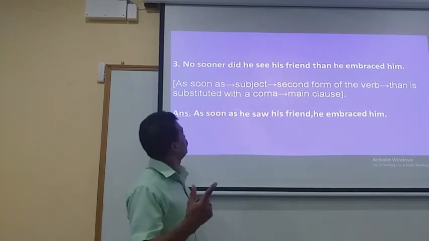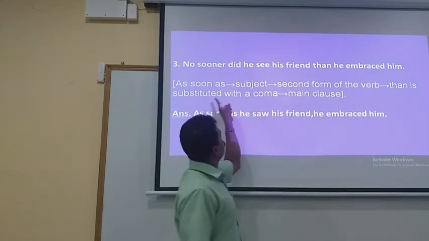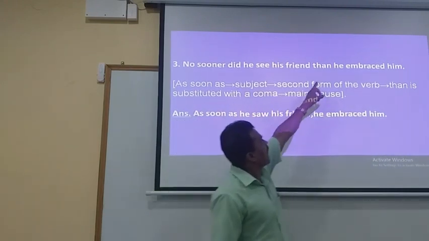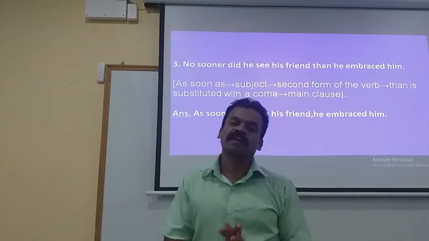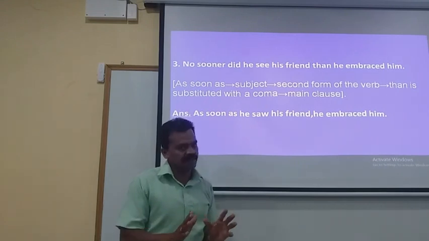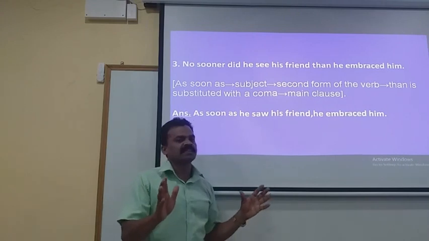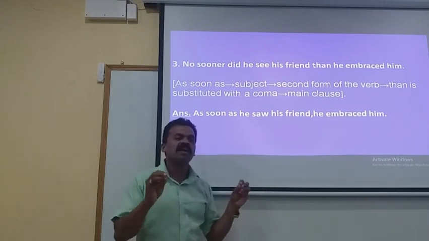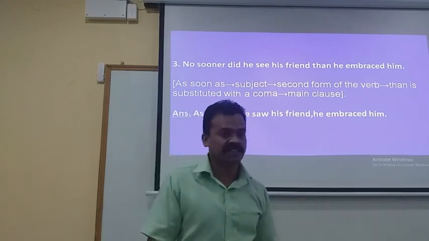In the other case, we know that for "as soon as," what we did was, here "than" is substituted with a comma. This "than" will be replaced by a comma and the main clause remains as it is. There will be no change at all in the main clause. We don't test the main clause at all, even if the statement is in "as soon as," "no sooner," "hardly" or "scarcely." The main clause remains exactly as it is.